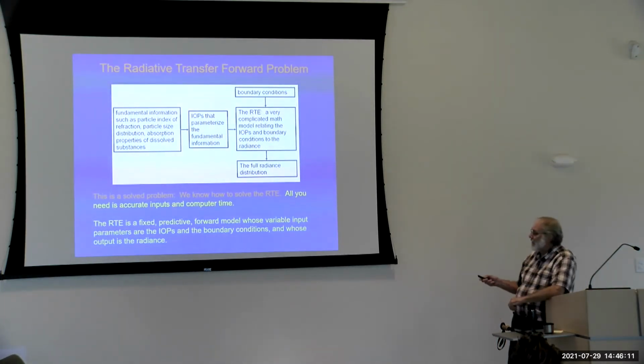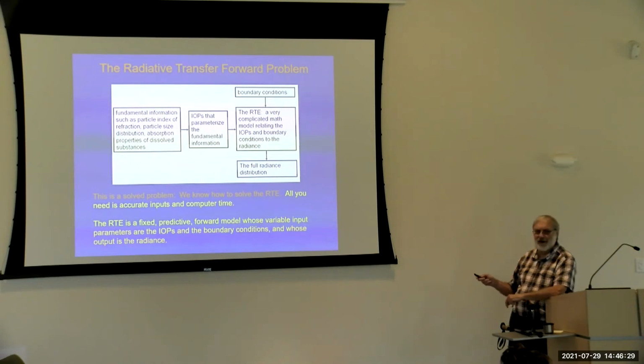Okay, so the way to view a forward problem is you really have fundamental information like particle index of refraction, particle size distribution, absorption spectra, but those things don't appear in the radiative transfer equation. There's no particle size distribution in the RTE. What's there are absorbing and scattering coefficients and volume scattering functions. So those IOPs basically parameterize in a convenient way things like particle size, shape, and so forth. And that's what's in the radiative transfer equation.